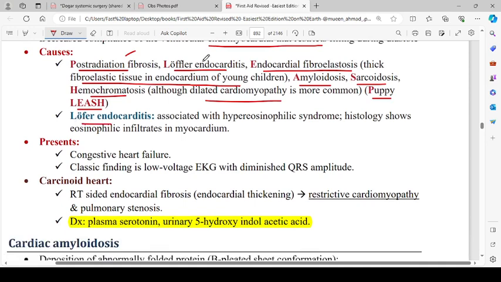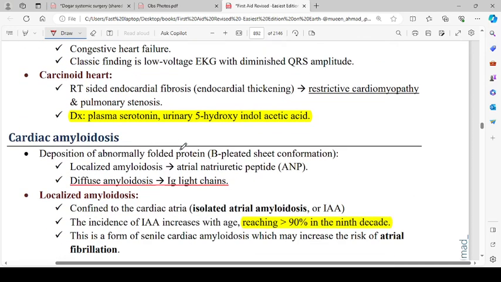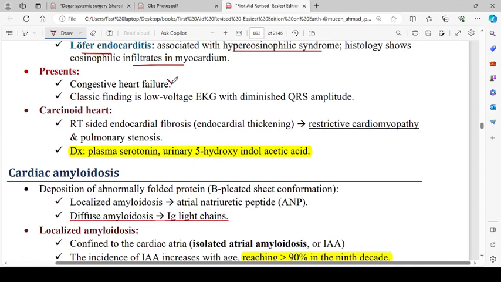What is Loeffler endocarditis? It is associated with hypereosinophilic syndrome. Histology shows eosinophilic infiltrates in the myocardium. The presentation is congestive heart failure. Classical finding is low voltage EKG with diminished QRS amplitude.